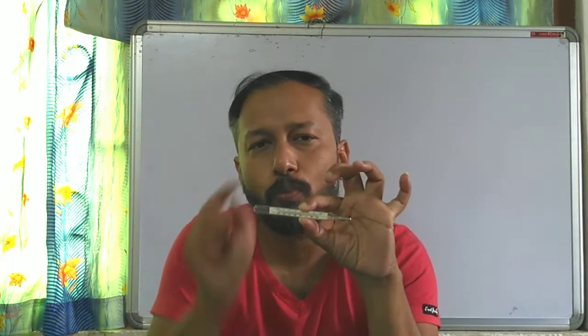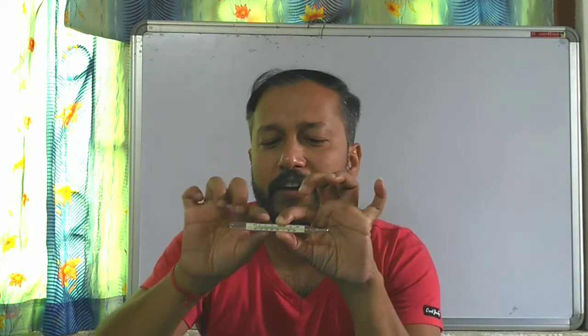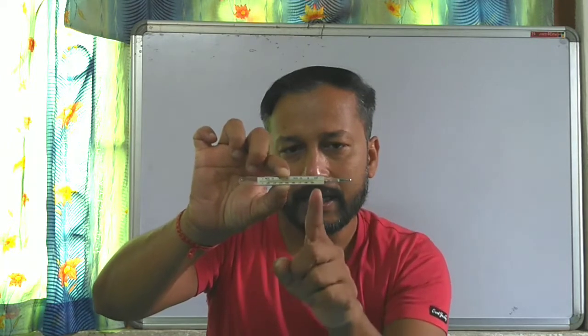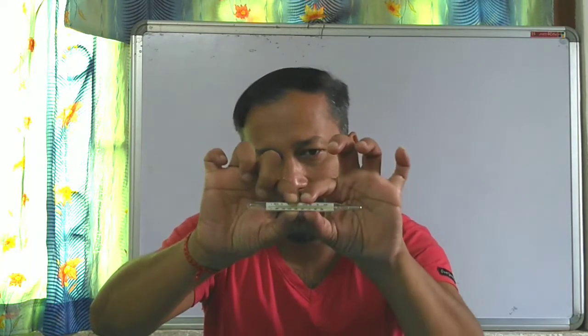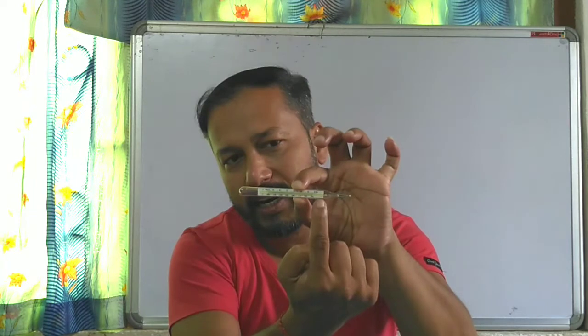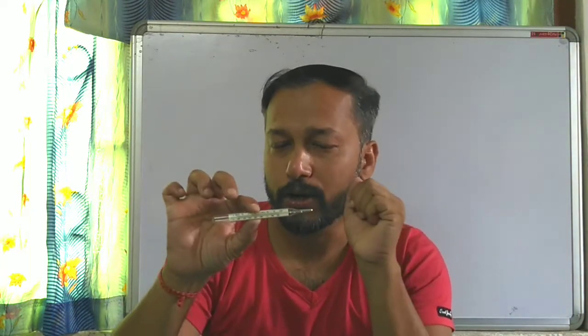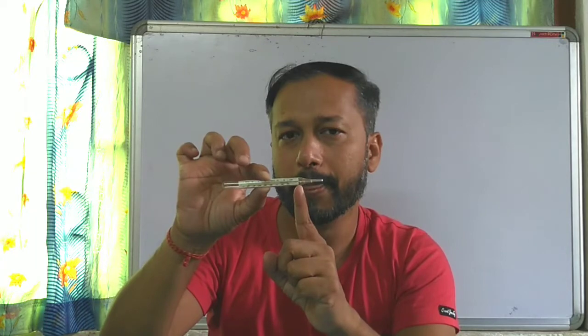Yes, small lines are there. If you can see this thermometer, a lot of small lines are there. The lines start from here and end here. Okay, now this thermometer, as I told you, starts from here.